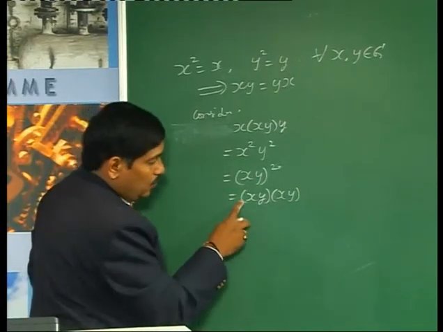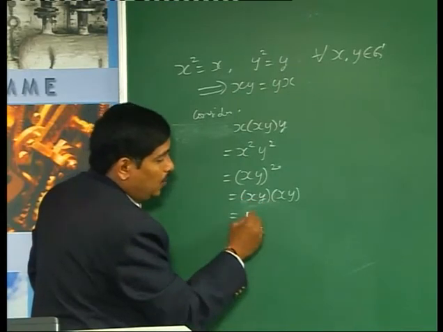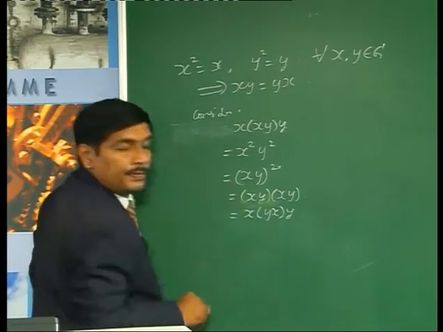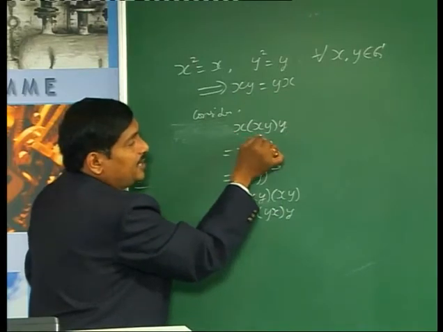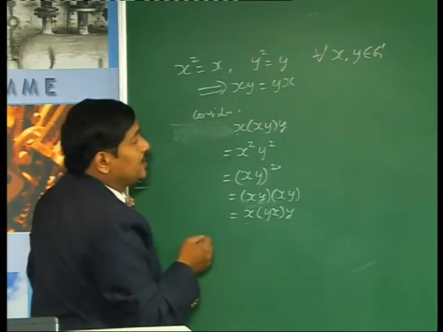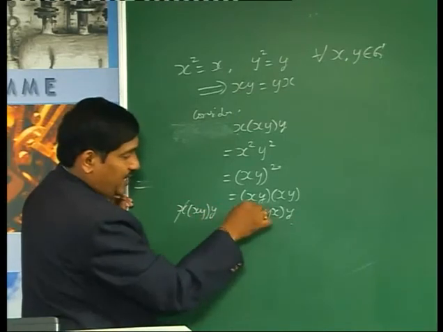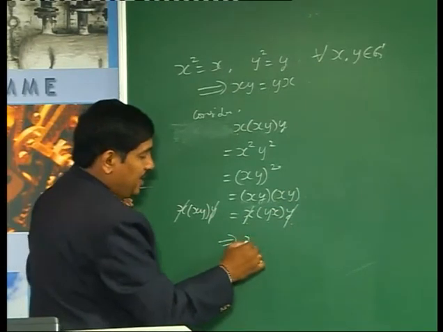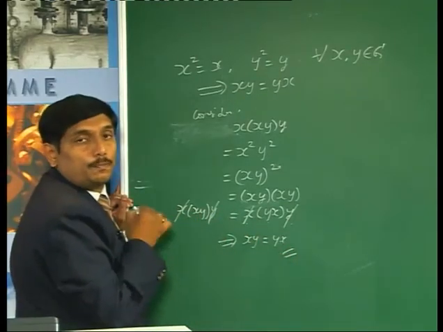xy into xy means, the associative law holds here. If the associative law holds, this can be written as x times yx into y. Here we started with x times xy into y, which becomes x into yx into y. Means if we use the left cancellation law and also the right cancellation law, we get xy equals yx. Means it is an abelian group.